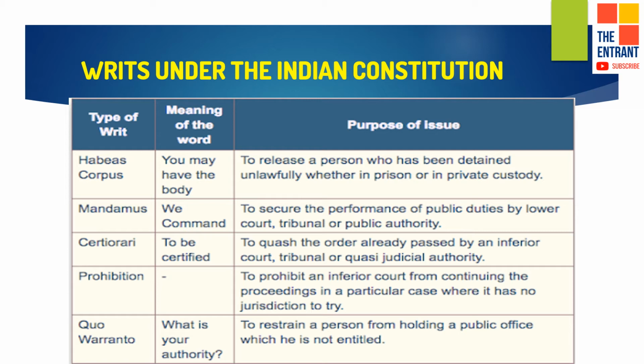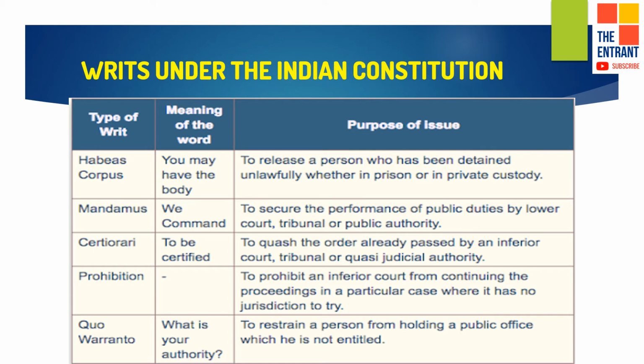2. Mandamus, we command. It is issued when the court finds that a particular office holder is not doing legal duty, thereby violating fundamental rights of an individual. Number 3, prohibition. It is issued by a higher court when a lower court has considered a case going beyond its jurisdiction. Number 4, quo warranto.